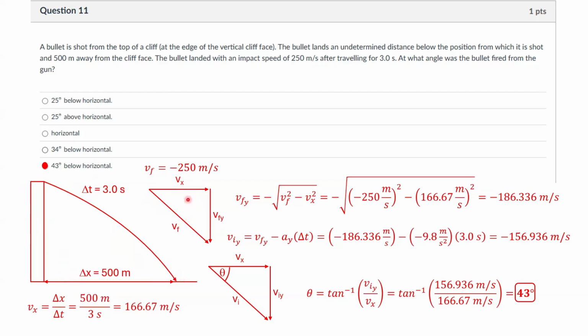I can use the entire time period and my knowledge of the horizontal component of displacement and the total time that the bullet remained airborne to determine what this velocity was during that time period. That velocity would be the horizontal component of displacement divided by the amount of time the bullet was airborne, and it will be 166 and 2/3 meters per second. So I know this now, and I know this. That means I have enough information to know this, the vertical component of the bullet's velocity when it landed.